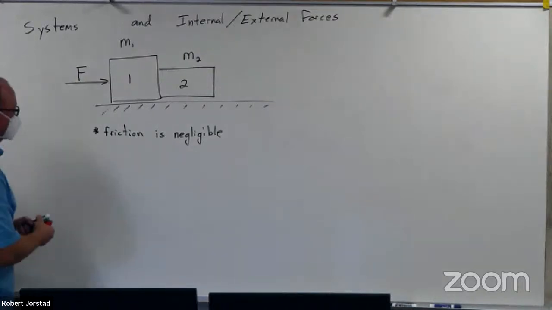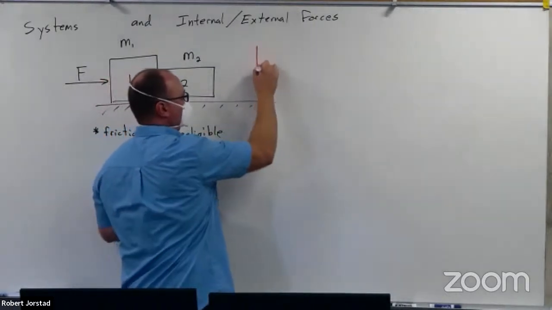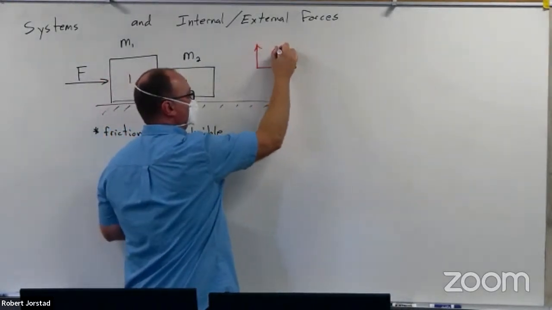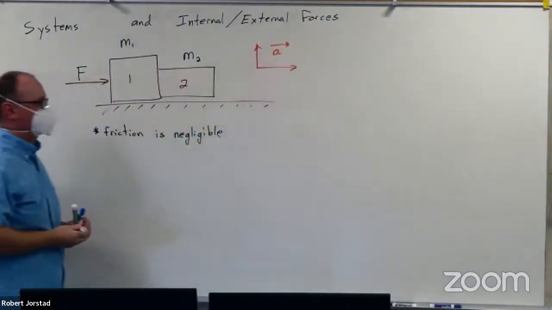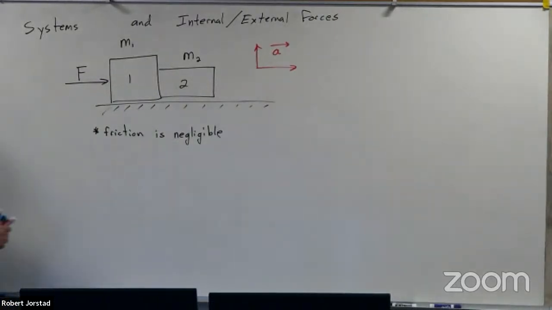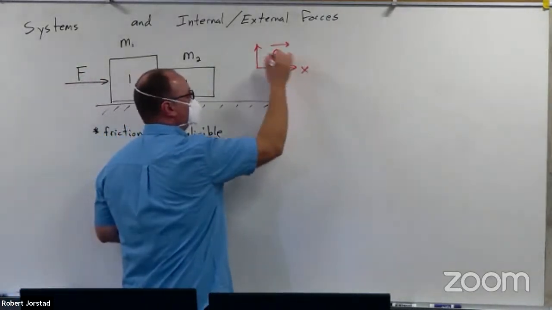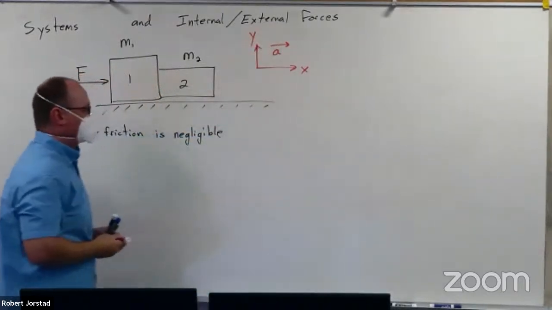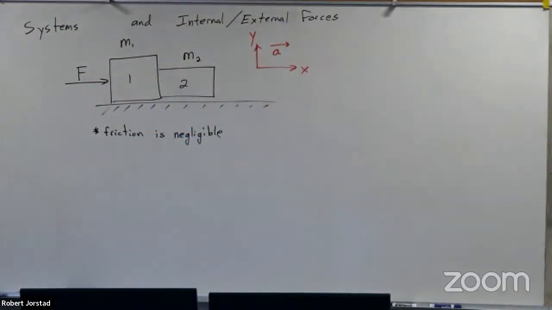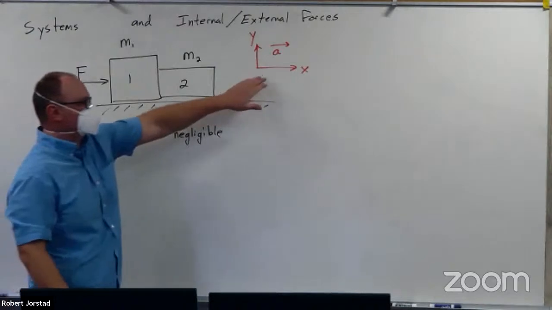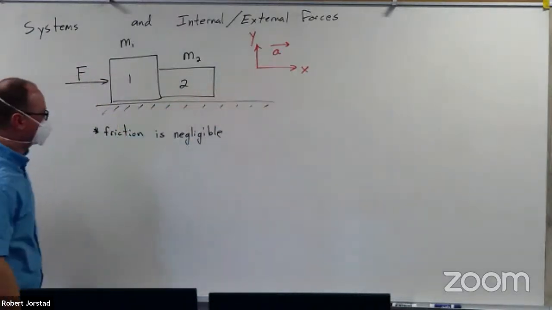In this case, we're going to assume these blocks are going to accelerate to the right. I'm using a standard XY coordinate system. In the solutions for this chapter, I try to use red for the coordinate system and the acceleration, just so you can see it.